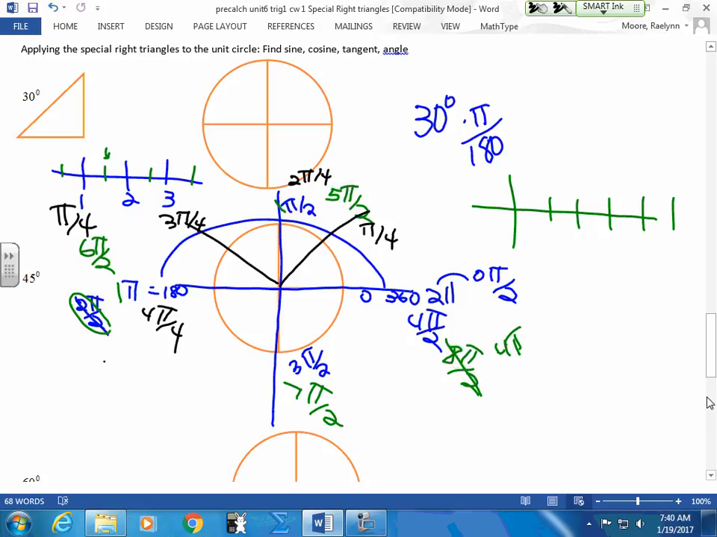So if I asked you, where do I locate 5 pi over 4, what quadrant would you tell me? Third. If I asked you where I locate 7 pi over 4, what quadrant would you tell me? 4, because watch. If I keep counting by 4s, here's the key right here.